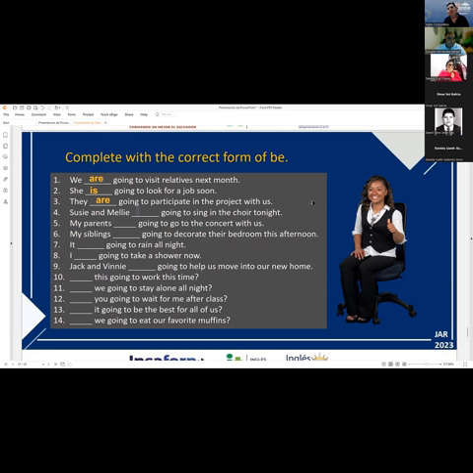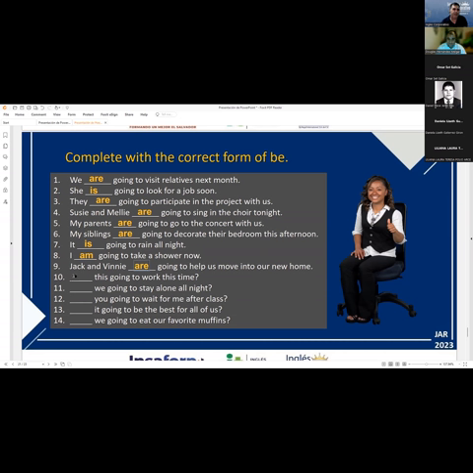Susie and Melly are going to sing in the choir tonight. Excellent. My parents are going to go to the concert with us. Six, my siblings are going to decorate their bedrooms this afternoon. Number seven. It's going to rain all night. Number eight. I am. Number nine. Jack and Beanie are going to help us move into our new home.